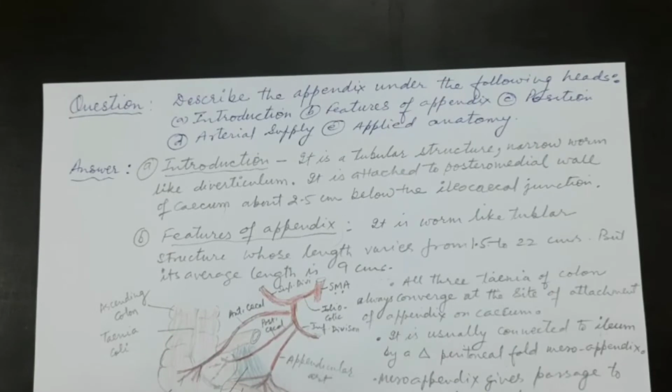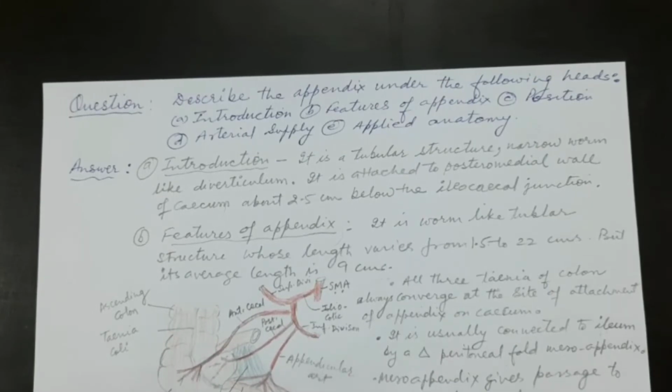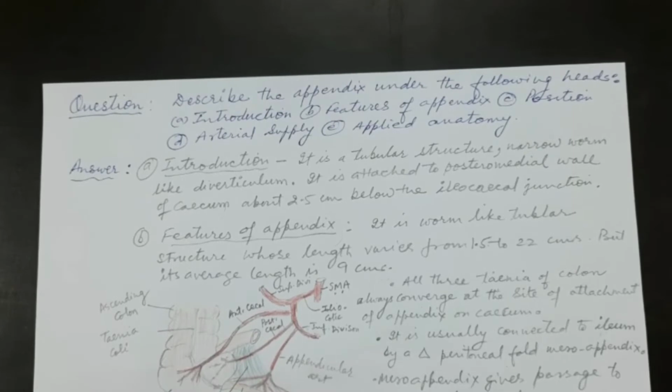Appendix is a narrow tube which looks like a worm. That's why it is called vermiform appendix. It looks like a narrow worm-like diverticula. It is actually a diverticula from the cecum, and the cecum, by this time you know, is a blunt pouch where the large intestine begins.